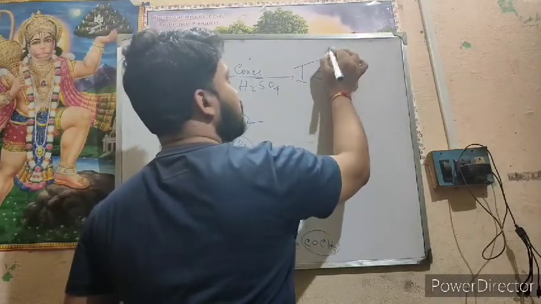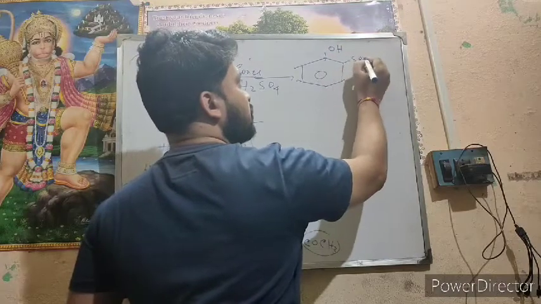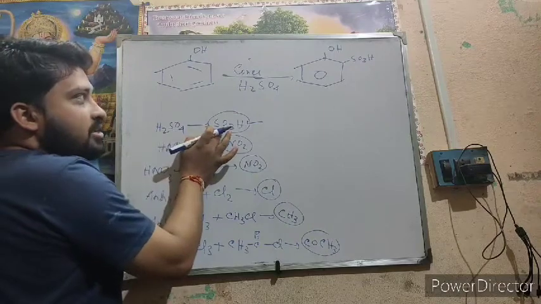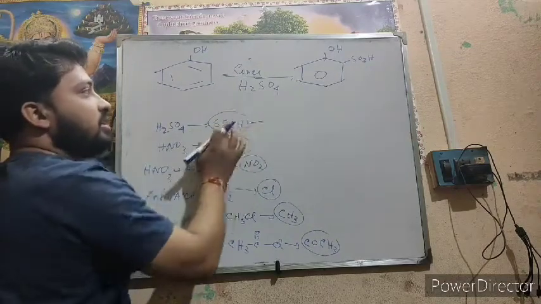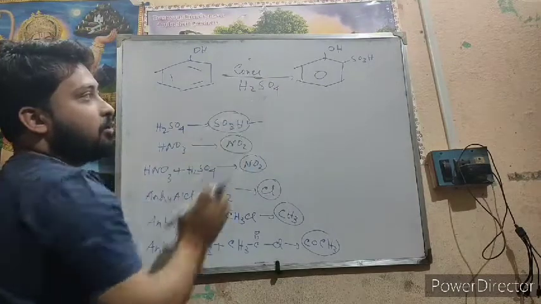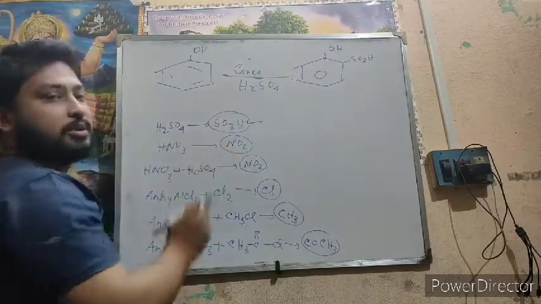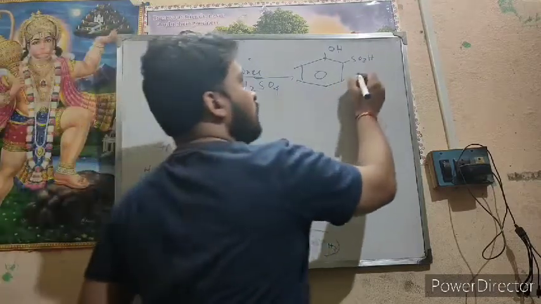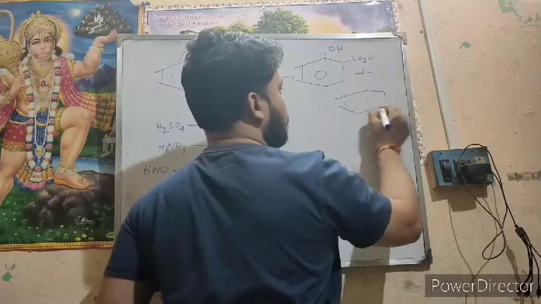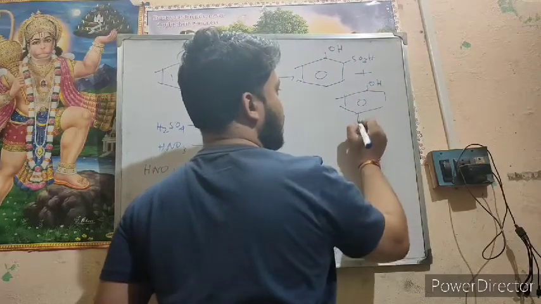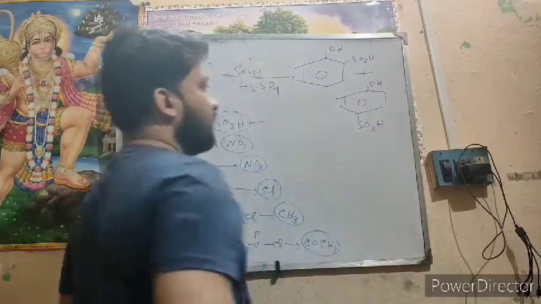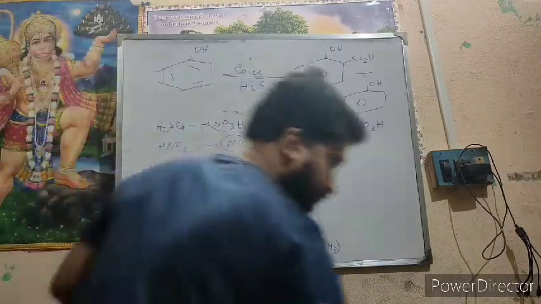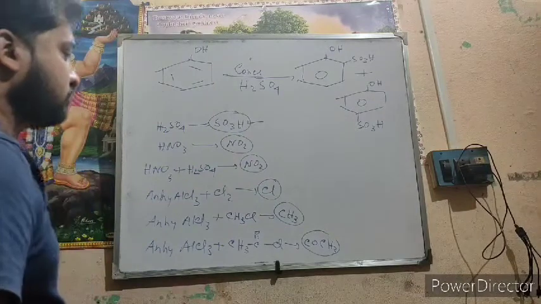For this, the appropriate position is the ortho position, SO3H. So if you use H2SO4, you get SO3H on the ortho position, because this position is very favorable, or you get it on the meta position. So this is SO3H. Okay, this is the sulfonation reaction. You note this.